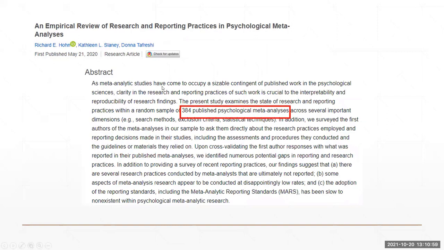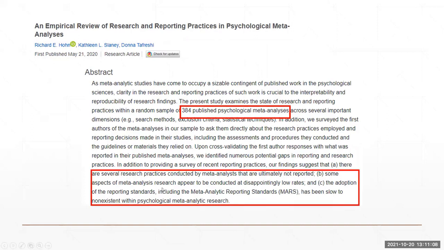Researchers took 384 published psychological meta-analyses. They analyzed them, and they found that there are several research practices conducted by meta-analysts that are ultimately not reported. Some aspects of meta-analysis research appear to be conducted at disappointingly low rates, and the adoption of the reporting standards, including the meta-analytic reporting standards, the MARS, has been slow to non-existent within psychological meta-analytic research.